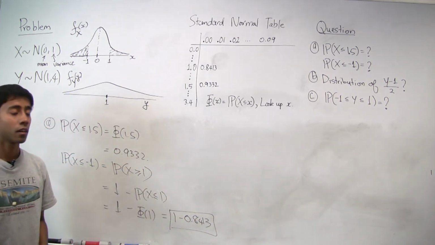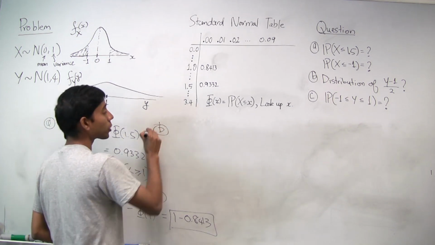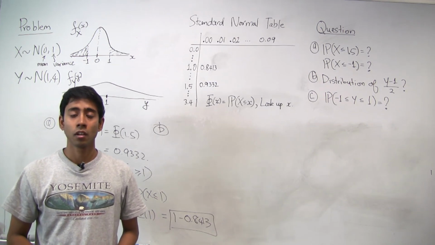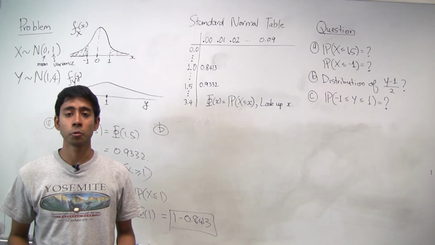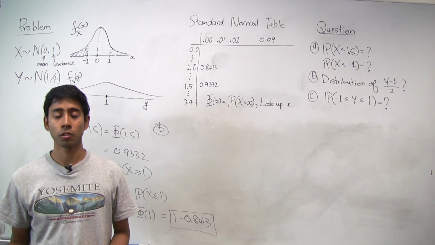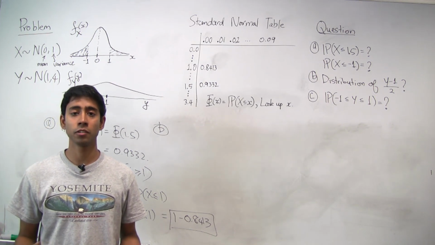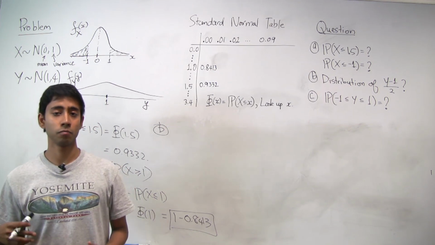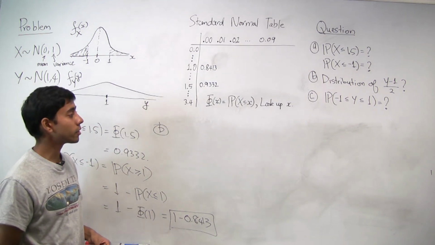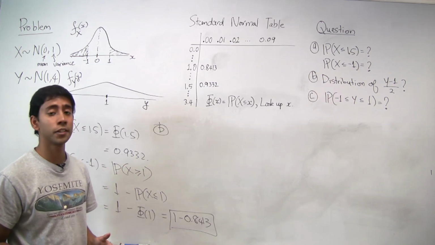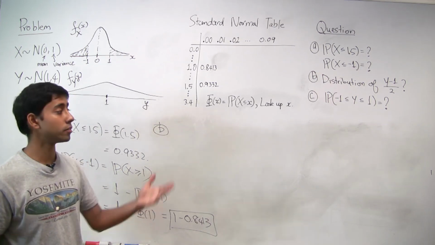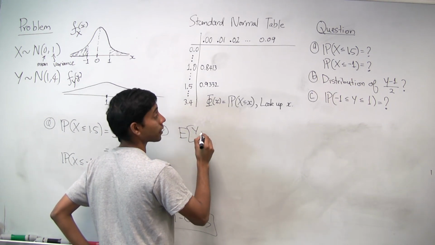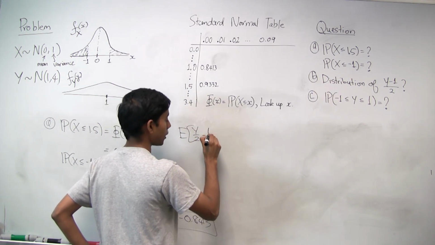OK. For part B, we're asked for the distribution of y minus 1 over 2. Any linear function of a normal random variable is also normal. And you can see that by using the derived distribution for linear functions of random variables. So in this case, we only need to figure out the mean and the variance of this normal random variable. So the mean, I'm going to write that as y over 2 minus 1/2.